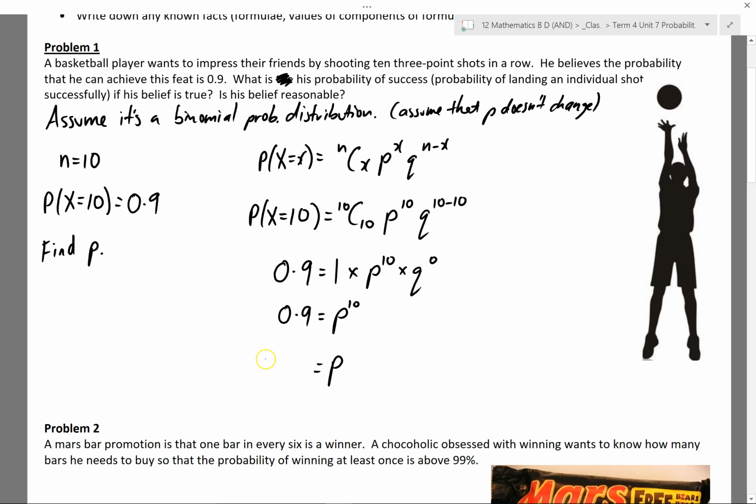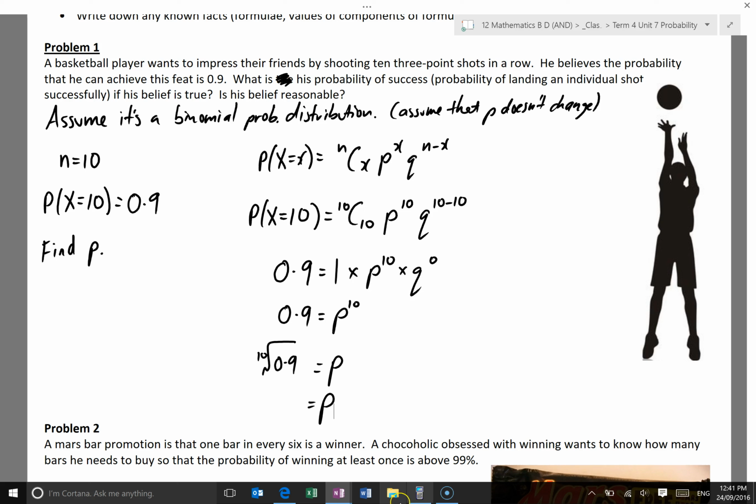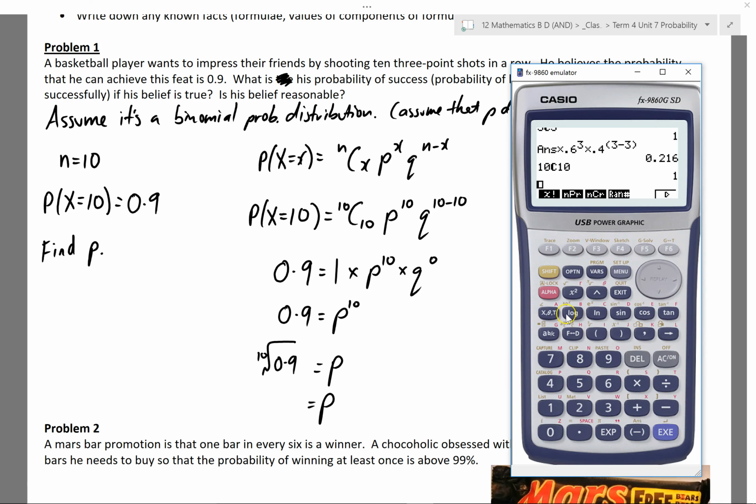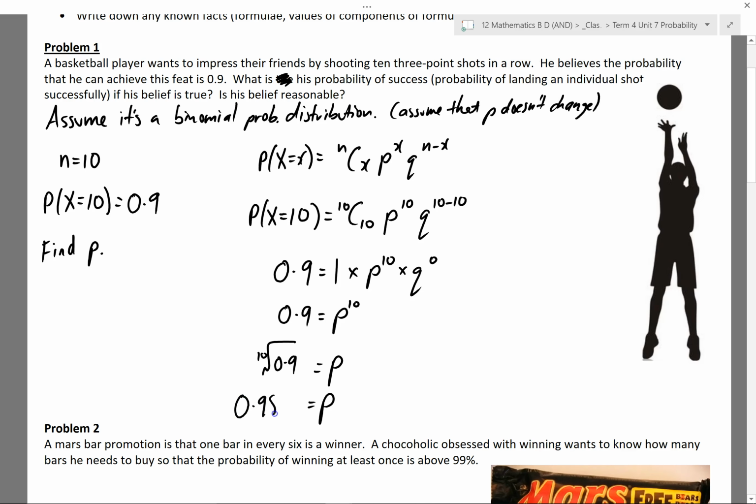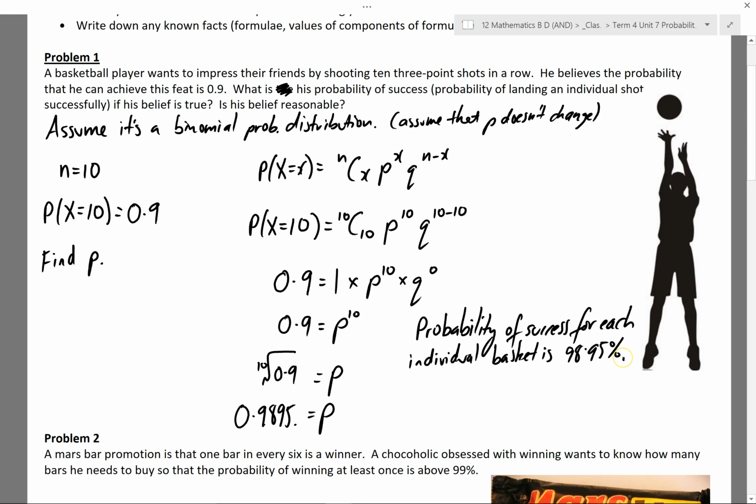I just need to now take the 10th root of 0.9, which will tell me what his probability of each individual shot will be. So the 10th root of 0.9 is 0.9895. So his probability of success in each basket throw is 0.9895. So that's what the p-value needs to be.